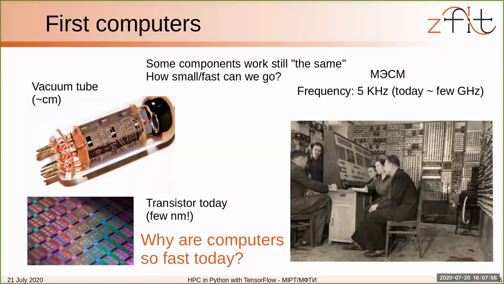So just to give you an idea of where we've come from: the first computers were quite a long time ago, in the 50s and 60s, and they were rather big. We had a frequency of about 5 kilohertz. This on the right actually is the MESM, the Malaya Elektronnaya Schetnaya Mashina, so the first Russian computer actually. And today we're at a few nanometers of transistor size and frequencies of gigahertz, so a million times higher.